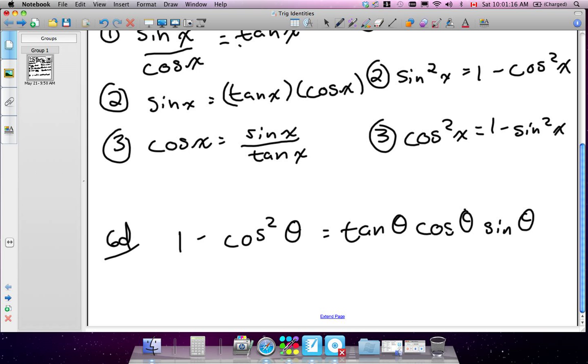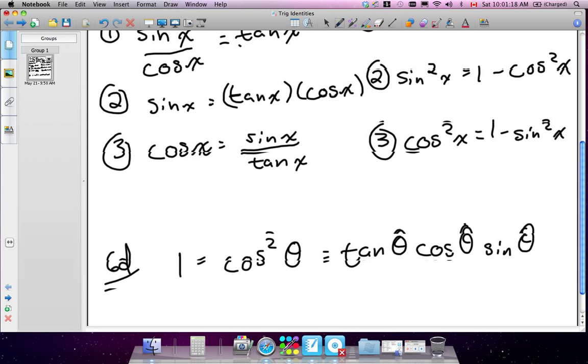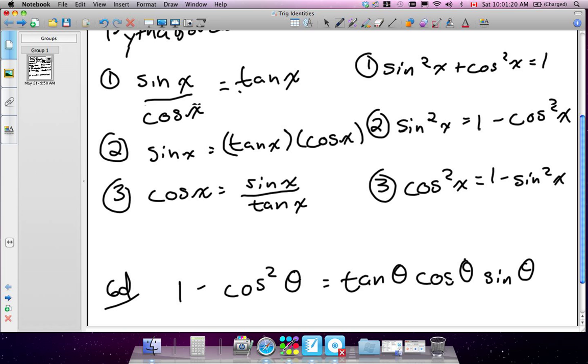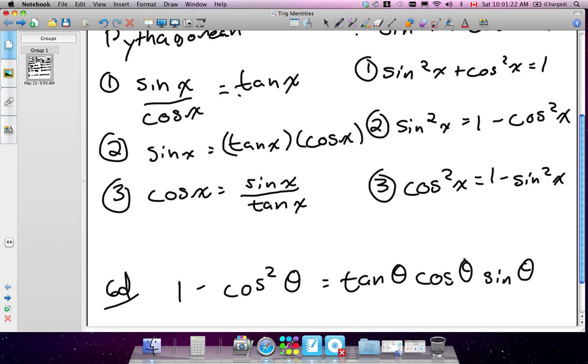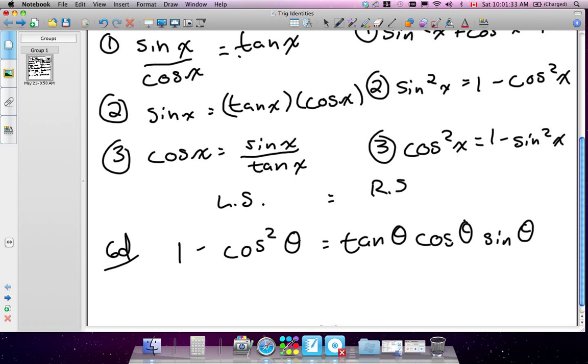If we take a look up here, what you'll notice is they want you to prove that the left side equals the right side. And what you can do is focus on one side at a time.